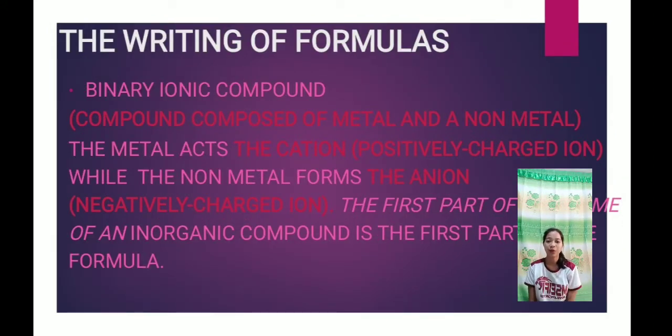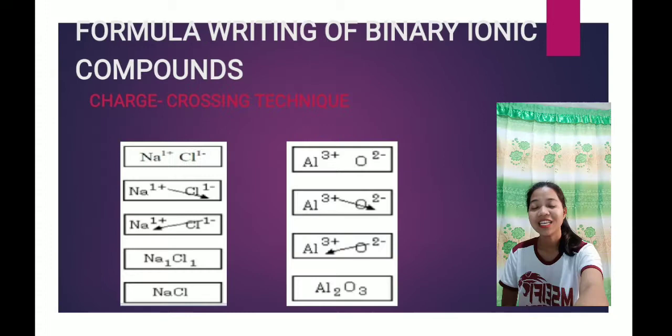Next is the writing of formulas. So, binary ionic compound. Ang compound po ay binubuo ng metal at non-metal. So, ang metal daw po ay sinasabi na positively charged ion at ang non-metal naman po ay negatively charged ion. So, this is the formula writing of binary ionic compounds. Charge or crossing techniques.